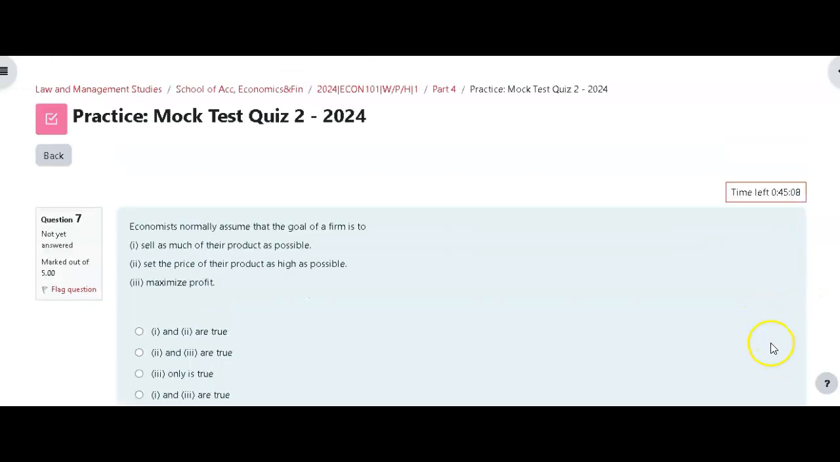So the next one, economists normally, I can't pronounce this word, but I don't care really. At this point, I need to make a pronouncing channel here. Economists normally assume that the goal of the firm.